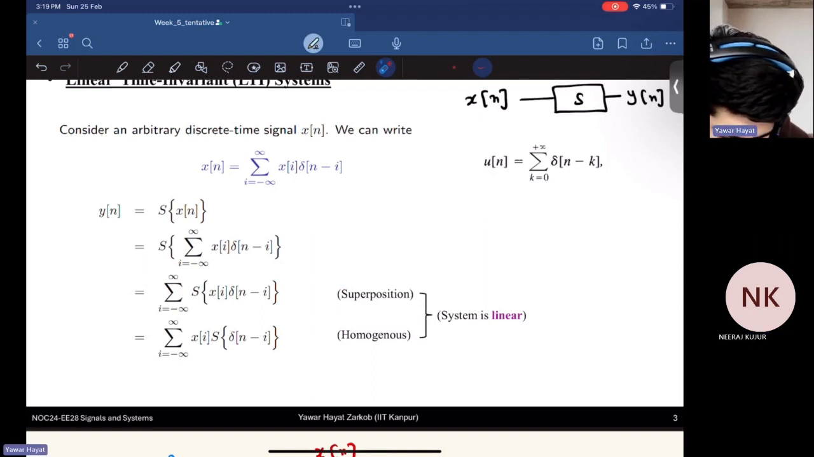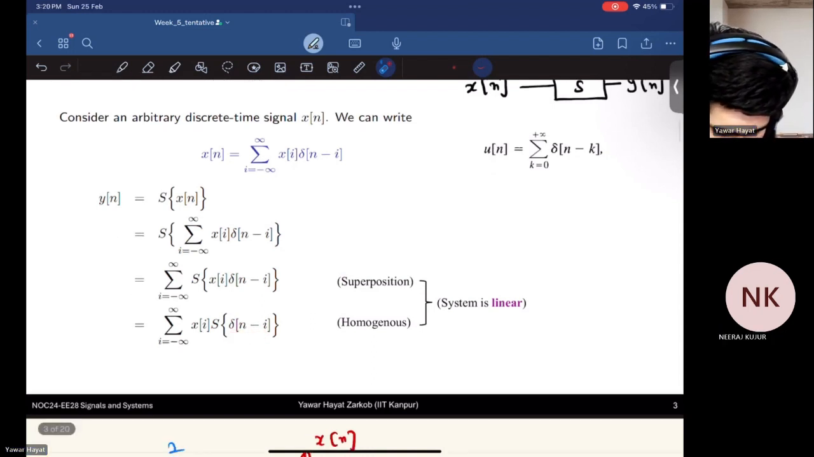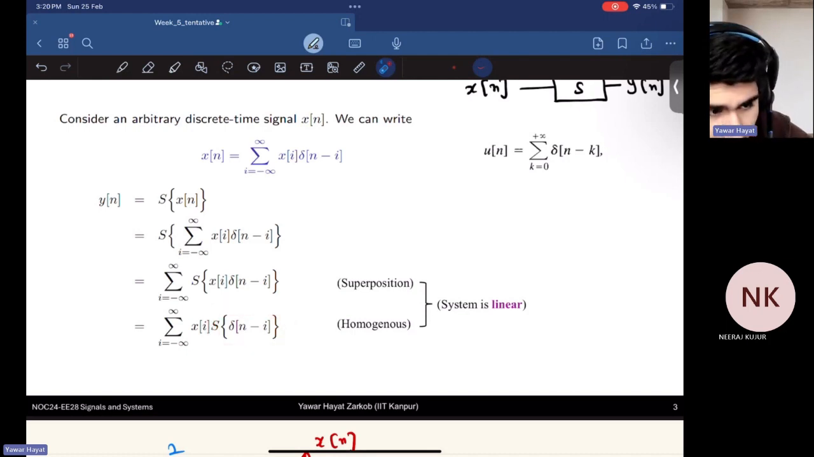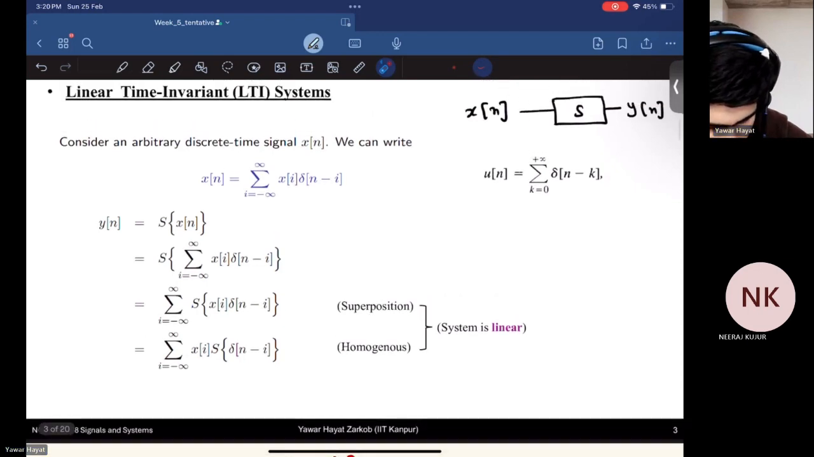Okay, what you are trying to say is maybe it is describing this delta of n minus i. What I'm asking is about this system acting on this. This is basically the output of the system when shifted versions of unit impulse sequences are given. Would you agree with that sentence?